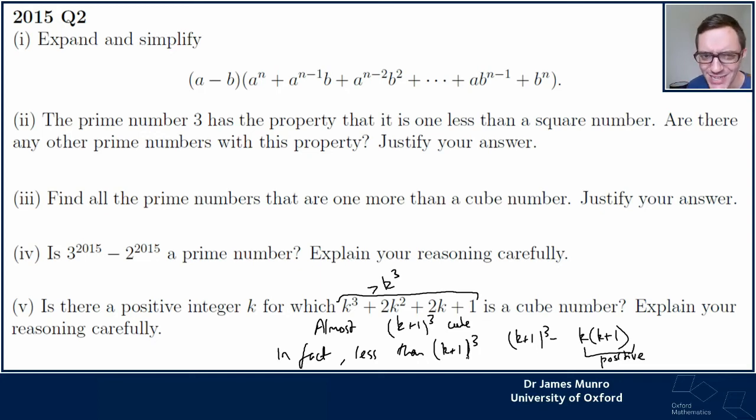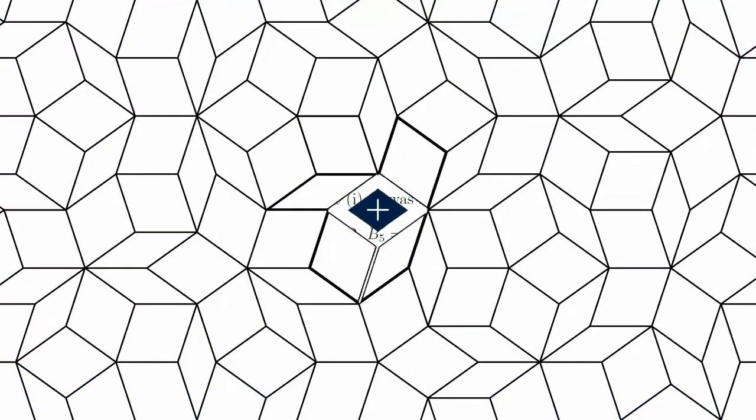Hang on, it's between two cube numbers? It's between two consecutive cube numbers, so it can't be a cube number. Okay, so no matter what k is, this quantity is going to be somewhere between k cubed and k plus 1 cubed. So it can't be a cube.